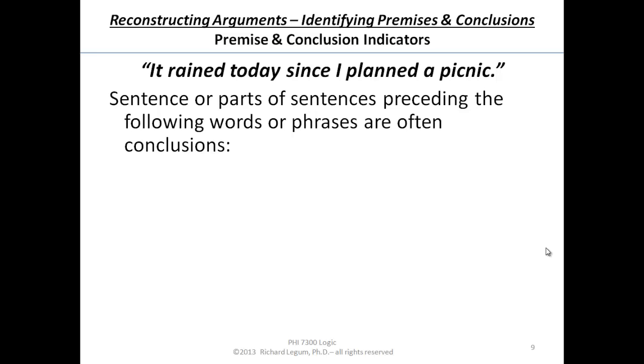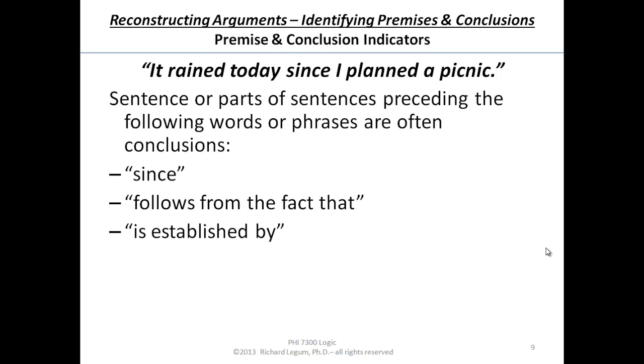But other words, like "since," "follows from the fact that," "is established by," "is implied by," "because." So the sentences that come before these are usually the conclusions, and these words or phrases usually indicate that premises are coming after them.